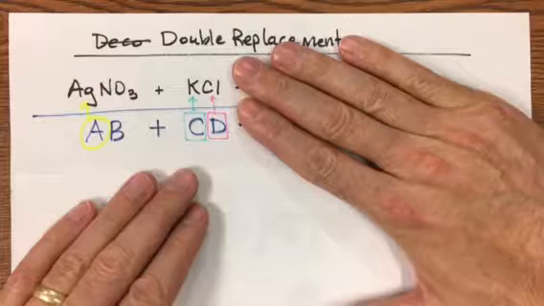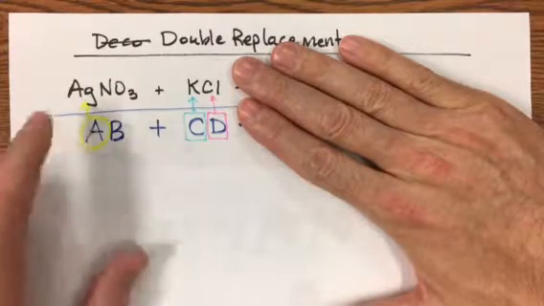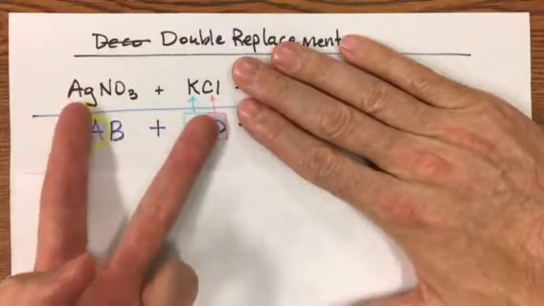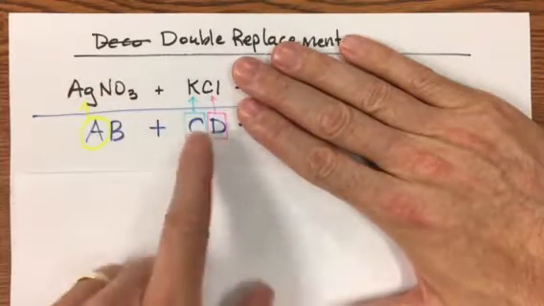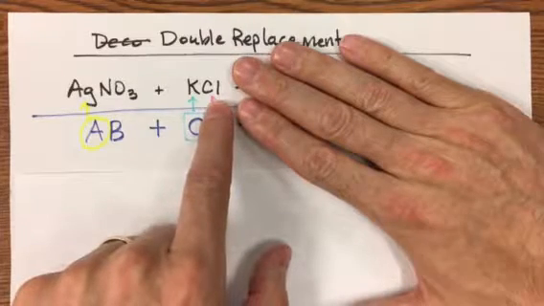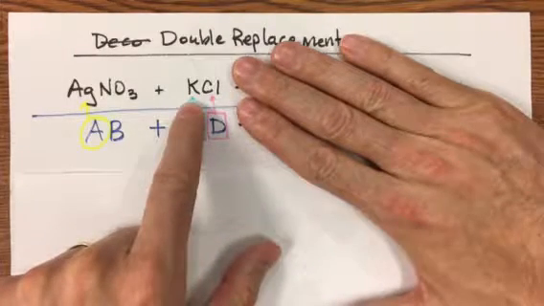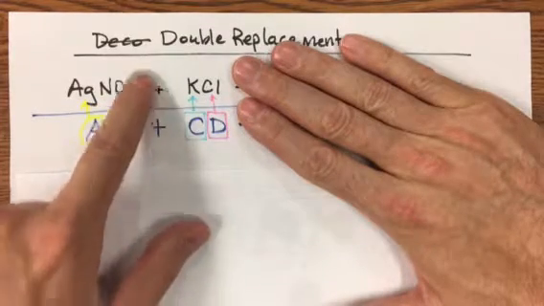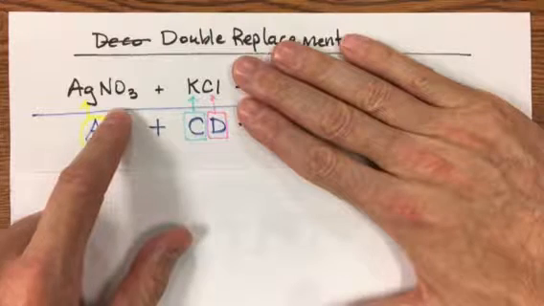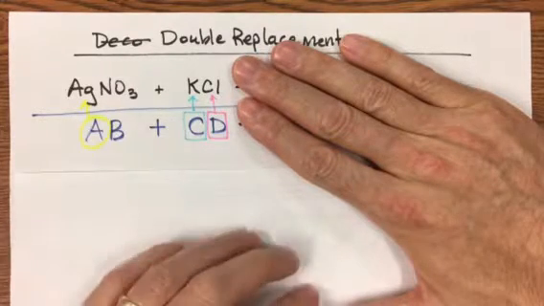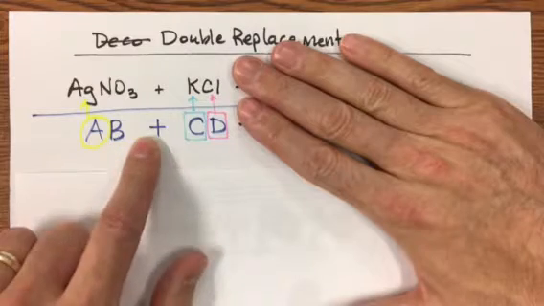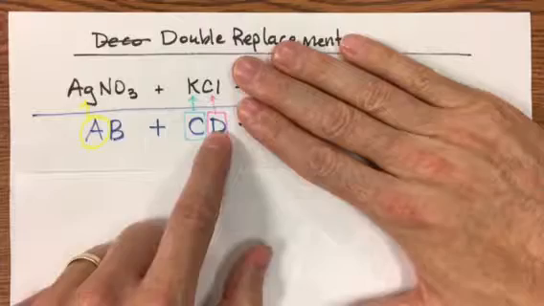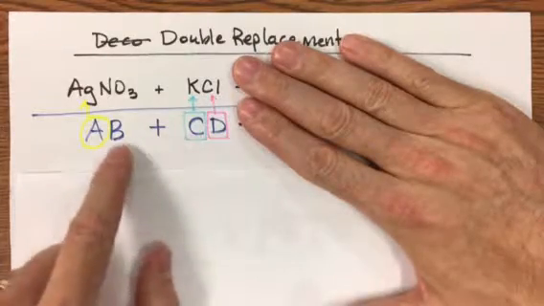And so what's going to happen in the double replacement reaction is the metals are going to switch compounds with each other. So the metal from the first compound is going to join with the nonmetal from the second compound, and the metal from the second compound is going to join with the nonmetal, or the negative ion, in this case polyatomic ion nitrate, in the first compound. So AB plus CD is going to produce AD and CB. Let's look at it.